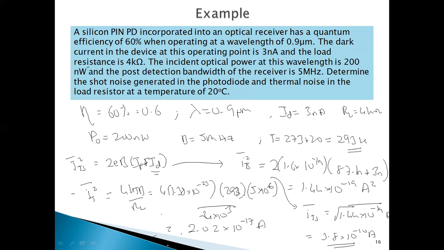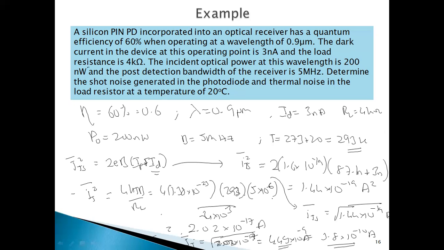Okay, and to find the thermal noise current itself, we need to find the root square of this value. So basically, the IT root mean square of the current will be equal to the square root of 2.02 times 10 to the power of negative 17. So we're going to have the value equal to 4.49 times 10 to the power of negative 9 ampere. That should be the value of thermal noise current for this particular case.